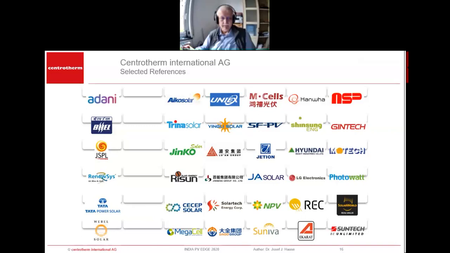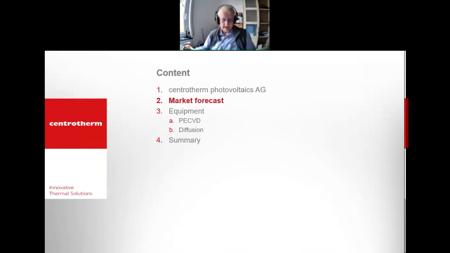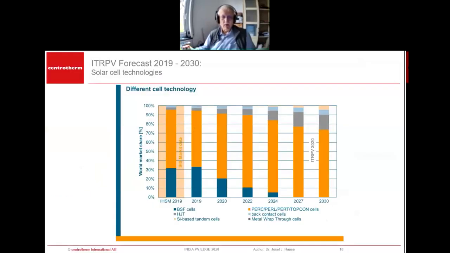Next slide, please. When we look at our references, on the left side are all the major Indian manufacturers, who are our customers, and we have supplied them with equipment, and they are using this to be successful in the market. On the right side, you see the other selected references. Continue, please.